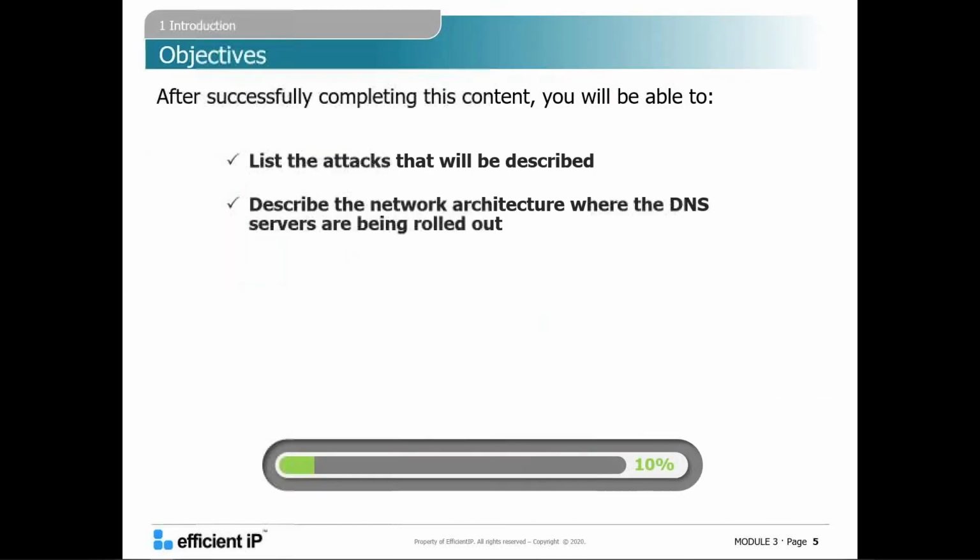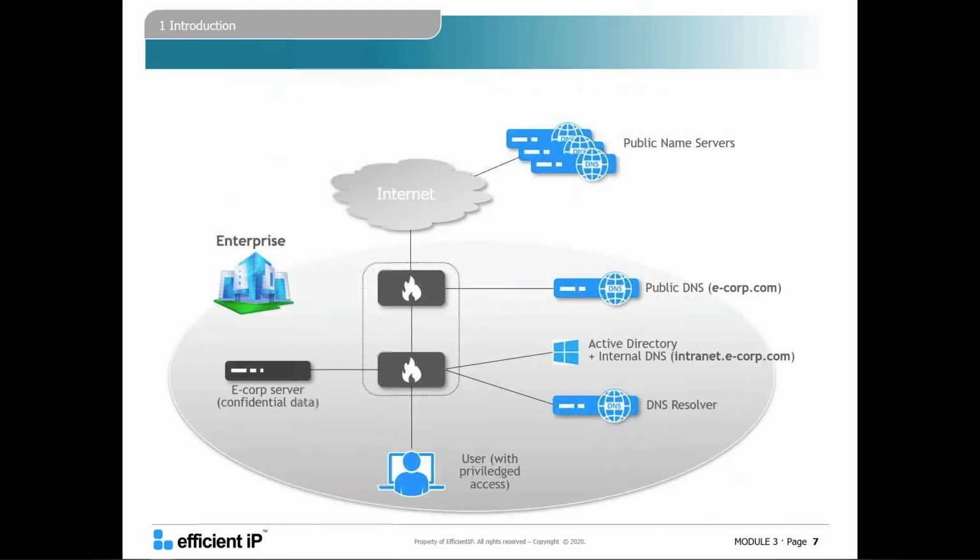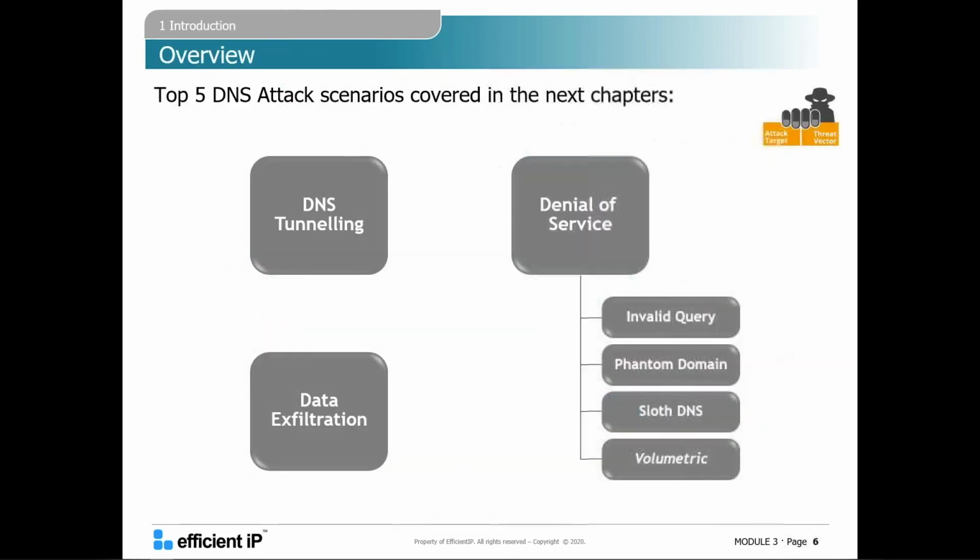So, introduction. The top 5 attacks we'll be covering are these. Denial of service itself has other sub-names, which are invalid query, phantom domain, sloth DNS attack, and volumetric. These are all considered under DoS attacks.